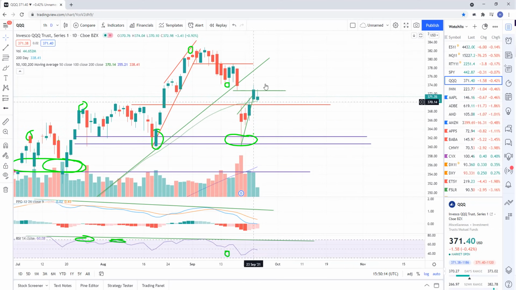So that rally was the point that I talked about in the multiple videos leading up to today: how I was looking for a gap fill and an area to reshort it, and that's exactly what I've done. I reshorted triple Qs pretty heavily. I am looking for that move to the downside.